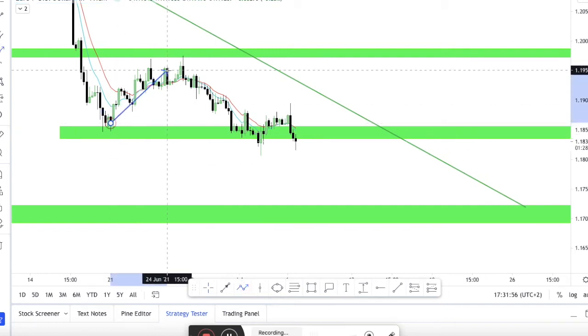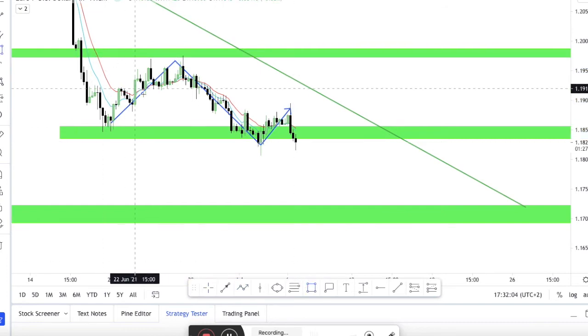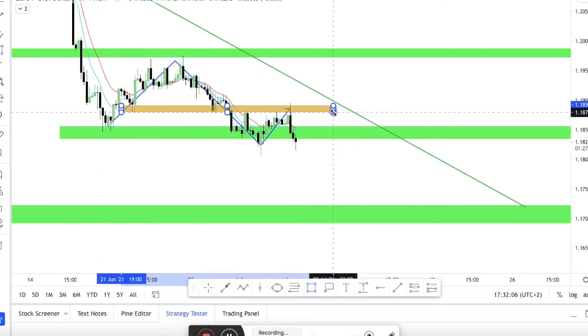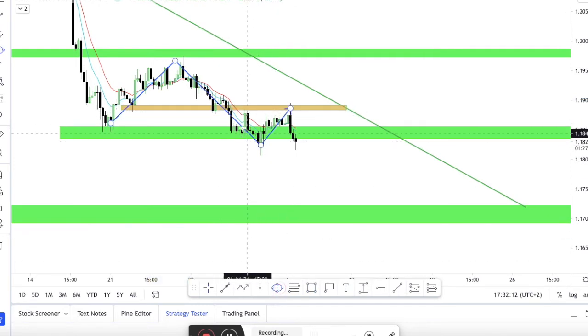Let me grab this too. Like I said, price came back up here for a retest. It pushed down, it made a new lower low, then a retest of this area. Let me just make it clear. A retest of this area, so it broke through, came back, made a retest. You can also look at this as a double top over here.